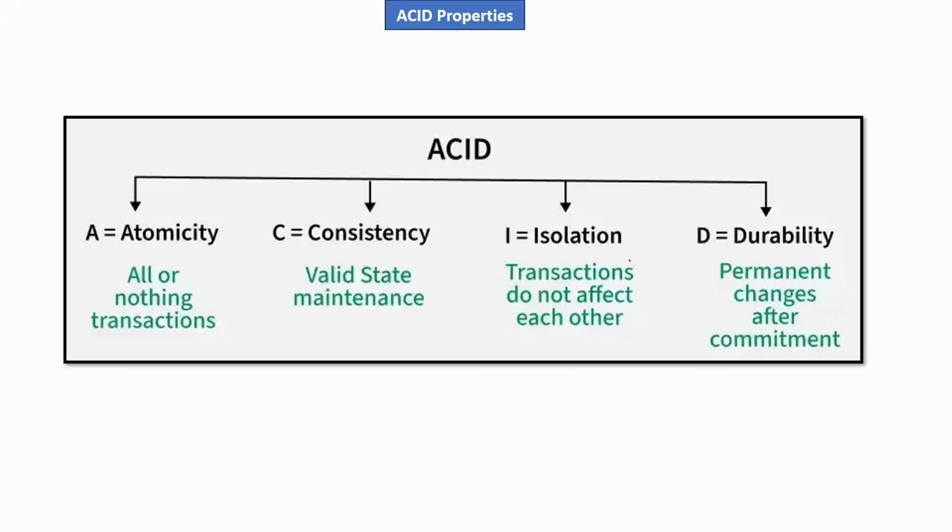As you can see on your screen, ACID stands for atomicity, consistency, isolation, and durability. So, what is atomicity? Atomicity means a transaction is all or nothing. Either all its operations succeed or none are applied at all. If any part fails, the entire transaction is rolled back to keep the database consistent. This is known as atomicity. Either the transaction happens or nothing happens at all.